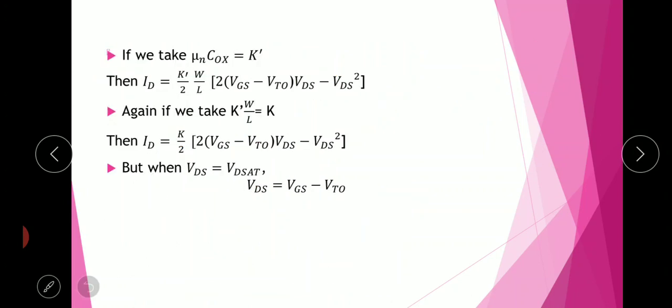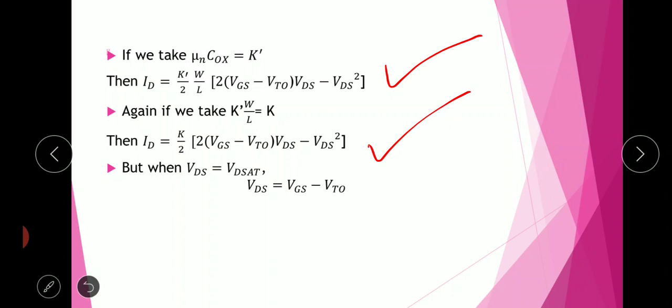Then we take some constant, that is mu n C ox equal to K dash. So we put that value, we get this equation. Then K dash W by L equal to beta. Then we put the value in the linear drain current equation, then we get this value.